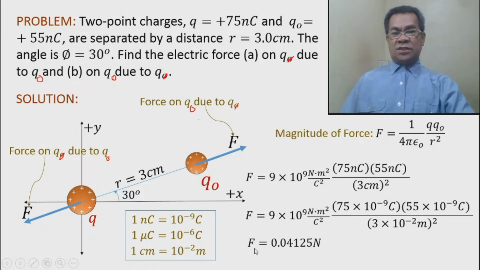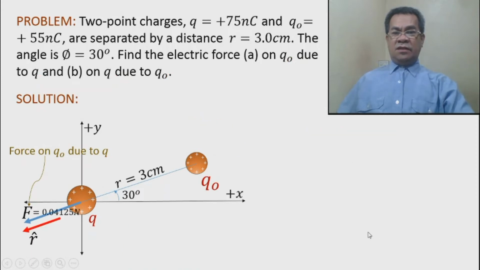And the calculator says that the force between the two charges is 0.04125 newtons. So, therefore, the amount of force here is 0.04125 newtons, which is the same on the other charge. But this is not the answer. Remember, we need to calculate the electric force. It should be a vector. You have to provide a vector so that, aside from magnitude, we have the direction. This is only the magnitude.